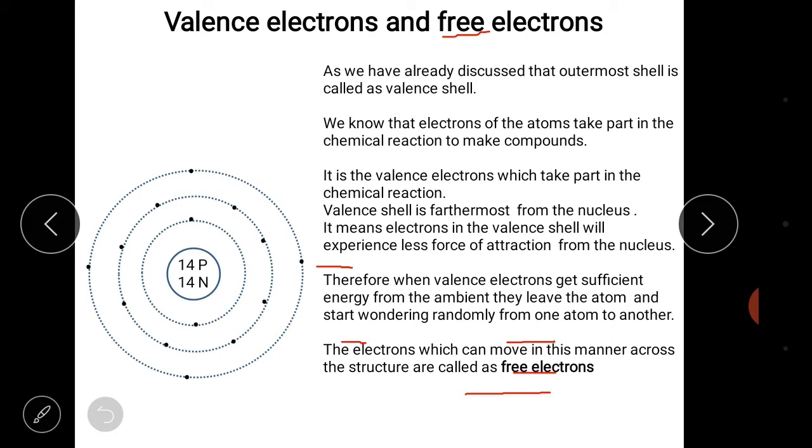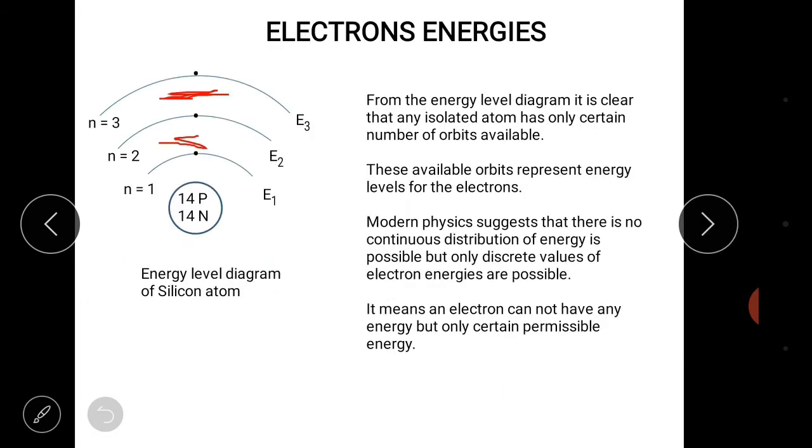Therefore, when valence electrons get sufficient energy from the ambient, they leave the atom and start wandering randomly from one atom to another. The electrons which can move in this manner across the structure are called free electrons. Now we will study the energies of the electrons.